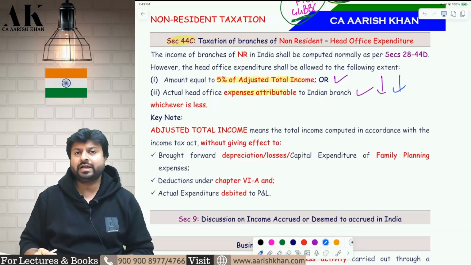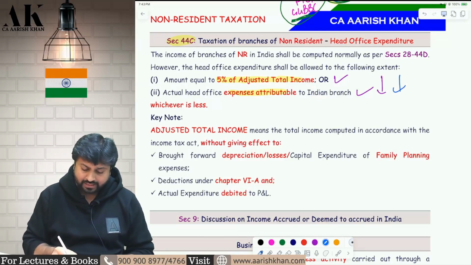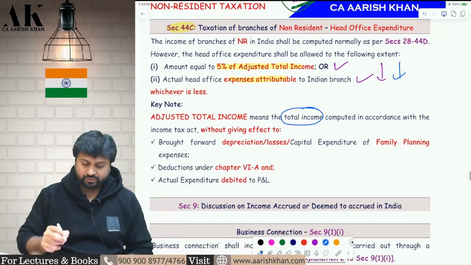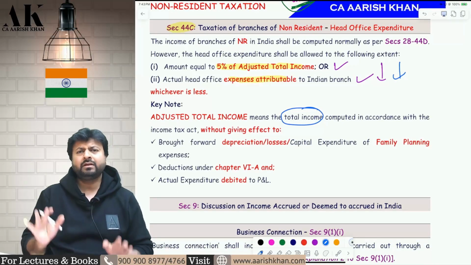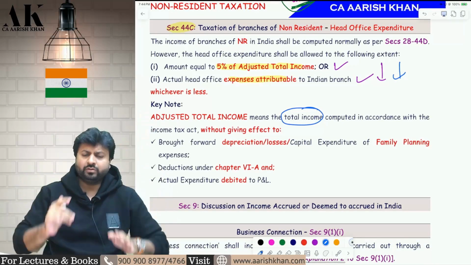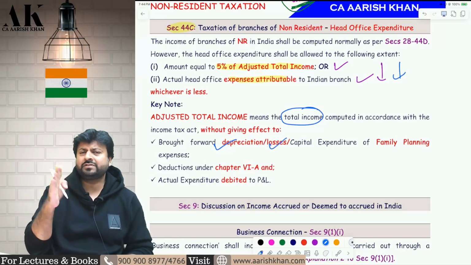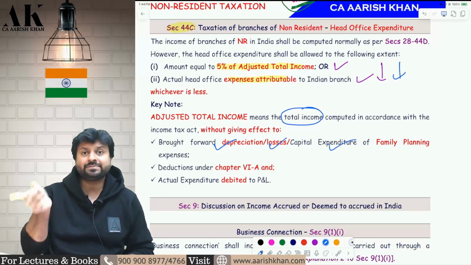Now you will be asking, what do I mean by adjusted total income? Adjusted total income is nothing but your total income only, but after adding back a few things. First you compute total income, then you add back a few things. Which ones? First of all, add back UAD, then add back brought forward losses which you have set off, then add back capital expenditure of family planning.